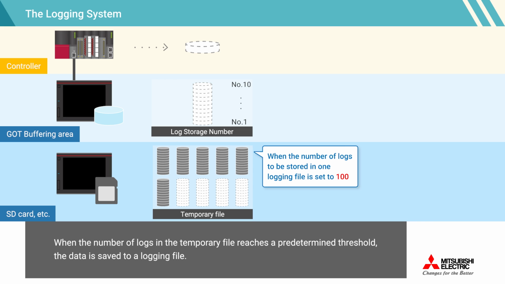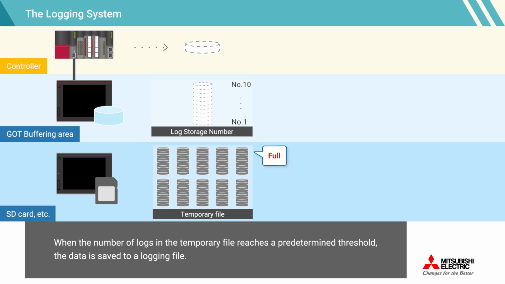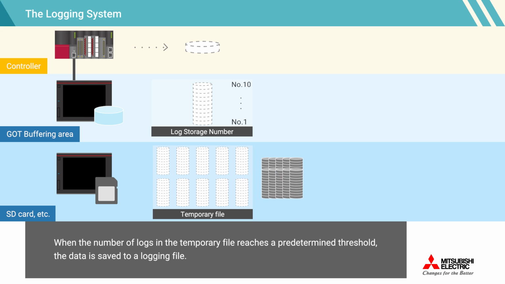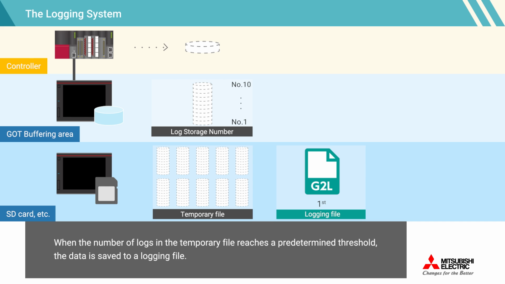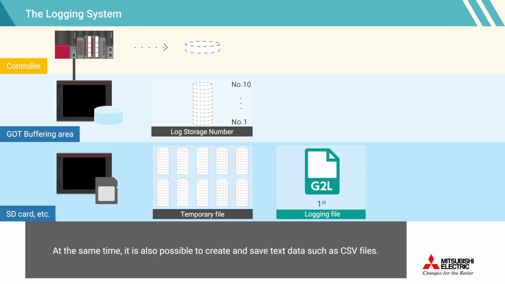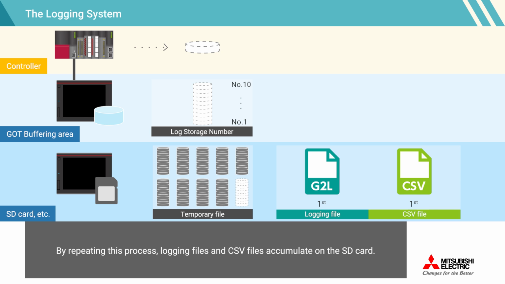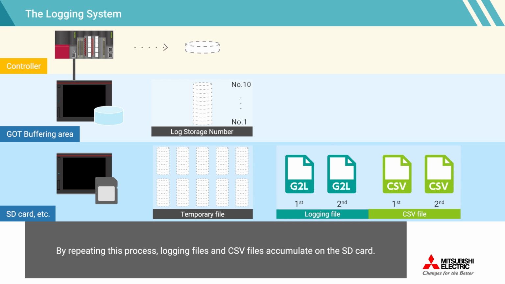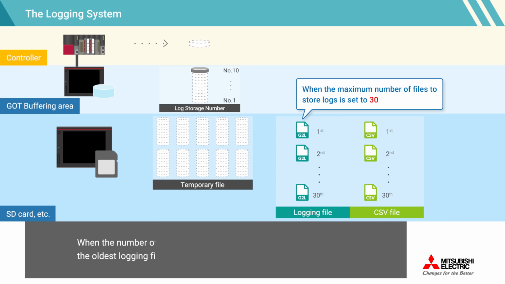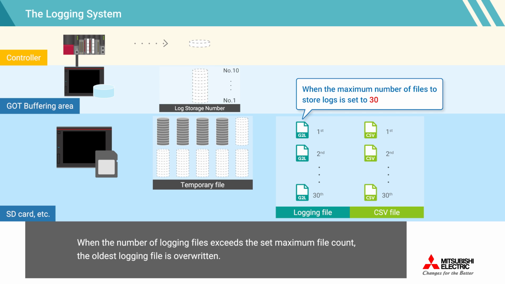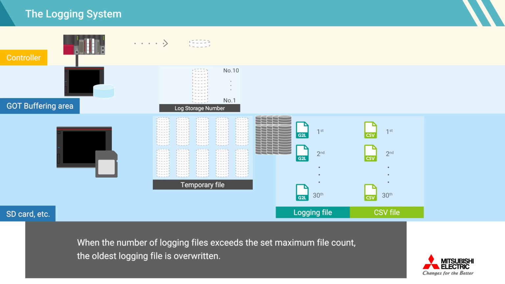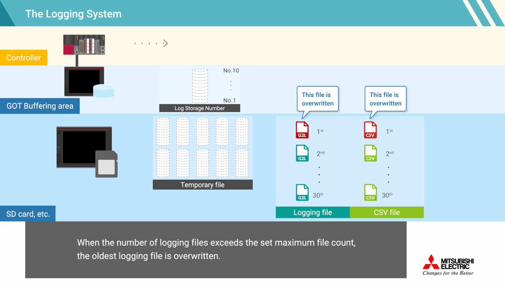When the number of logs in the temporary file reaches a predetermined threshold, the data is saved to a logging file. At the same time, it is also possible to create and save text data such as CSV files. By repeating this process, logging files and CSV files accumulate on the SD card. When the number of logging files exceeds the set maximum file count, the oldest logging file is overwritten.